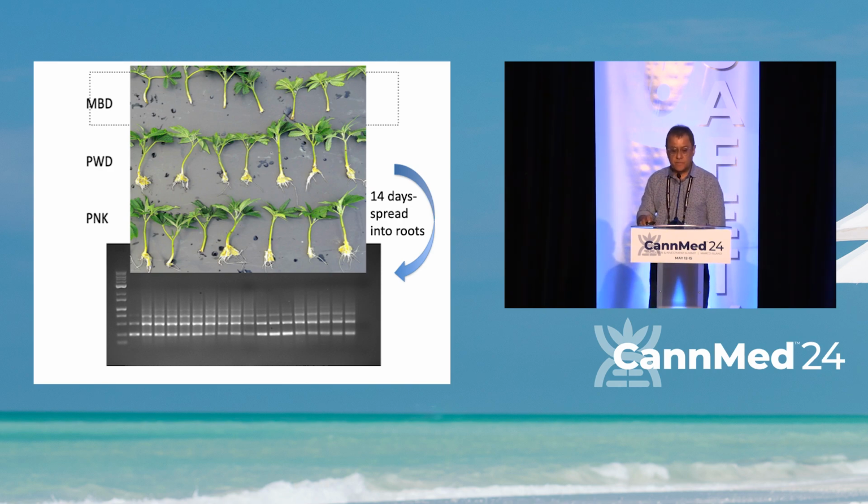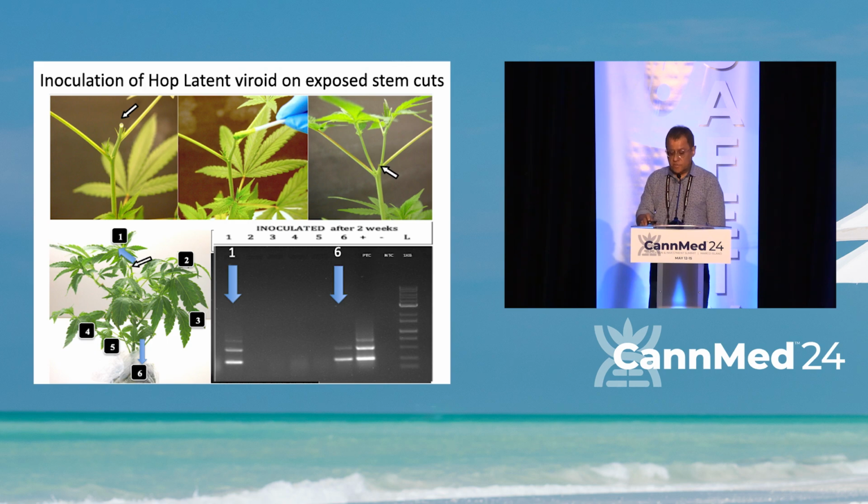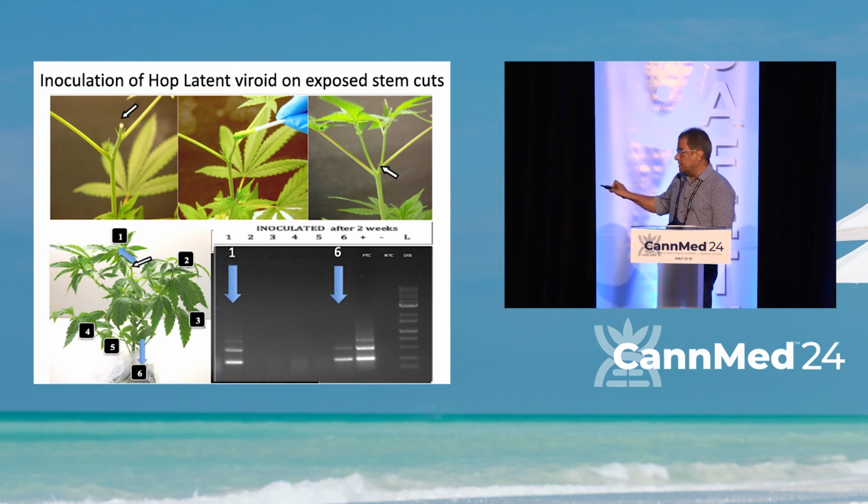We've also done mechanical transmission studies, and what we do here is try to emulate what growers would do, and that is when they take cuttings with shears, they leave a wound site such as that. And that would be a practical way to demonstrate transmission. And so we did that. We took infectious sap and added it to that exposed cut stem and monitored the spread of the viroid.